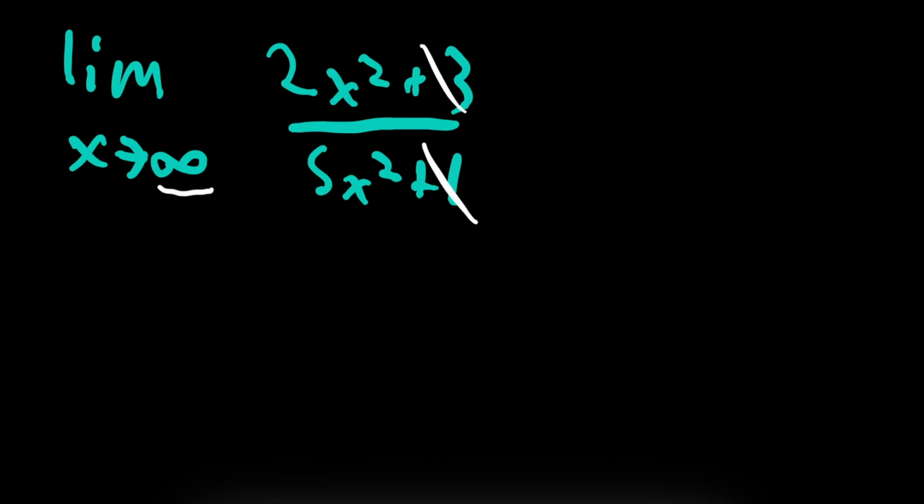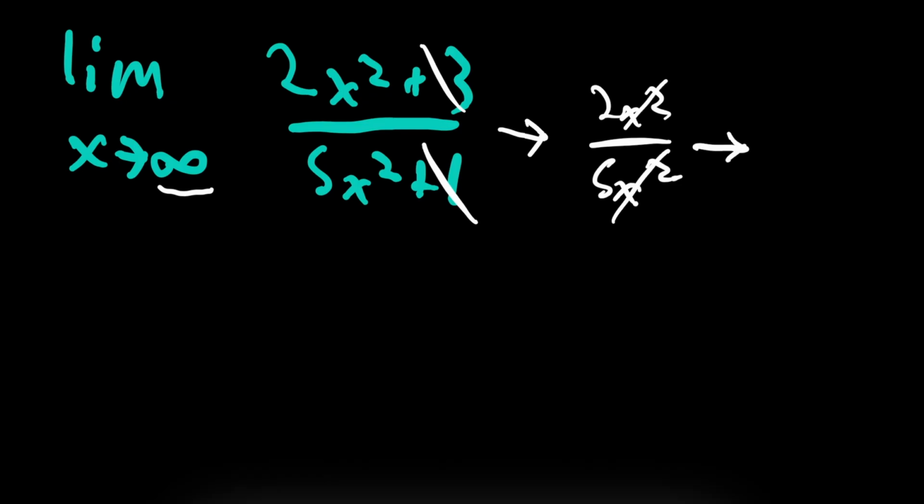You can just cross them out and you get 2x squared over 5x squared. And you can simplify this. Both the bottom and the top have the same x squared growth term, so these can cancel out. And eventually, this expression right here is going to approach the value 2 over 5 as x approaches infinity.